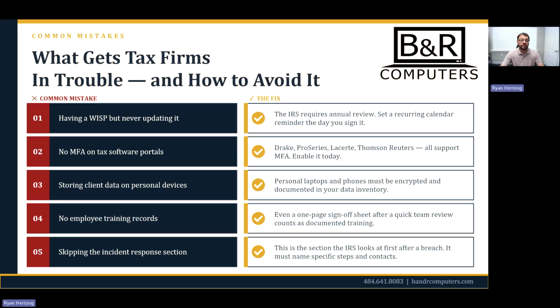What gets tax firms in trouble and how to avoid it? So the five most common issues that we see. So you've got a WISP, but you've never updated it. Maybe you created it 2, 3, 4 years ago and haven't touched it since. The IRS does require an annual review. So you should set a recurring calendar reminder the day that you sign it. Set a reminder for 1 year from that date to review the WISP.